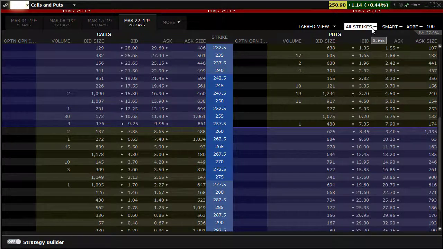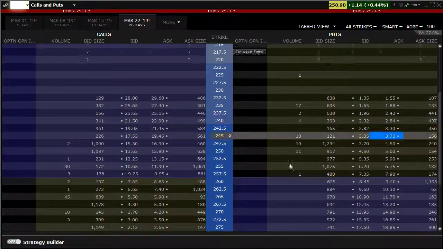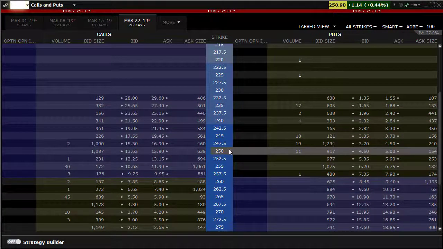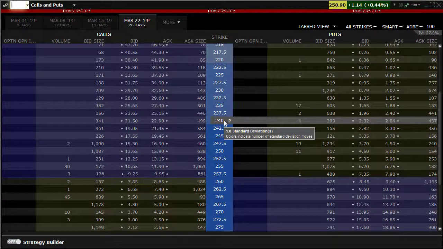So let's see, we're looking at all strikes, and we're going to scroll up a little bit here, and we want to find something where maybe we can look at, now I'm not saying this is going to be the perfect trade in the whole wide world. We have to explore these things to see if the numbers actually work. But we're going to look at maybe the 240, 220 spread here, okay?